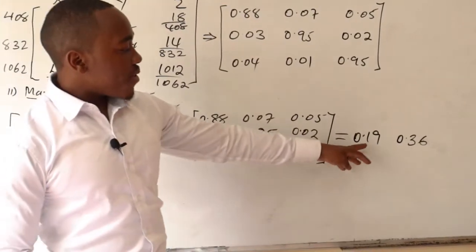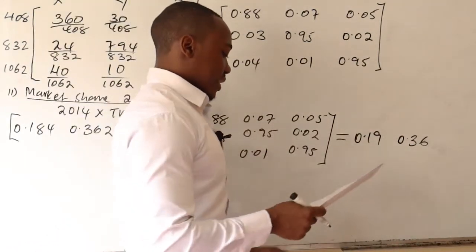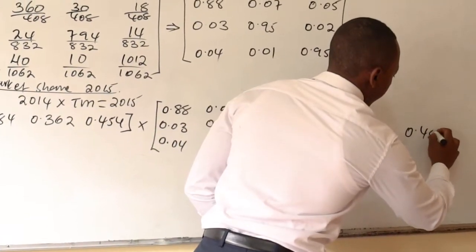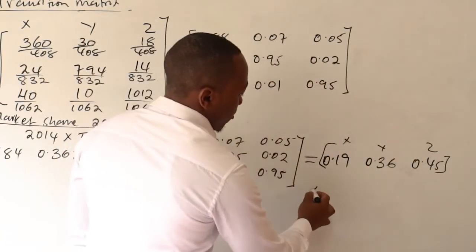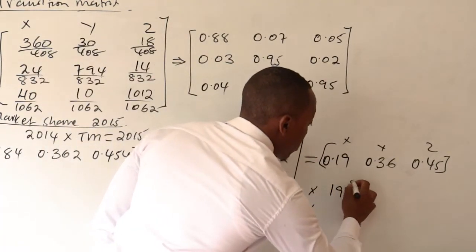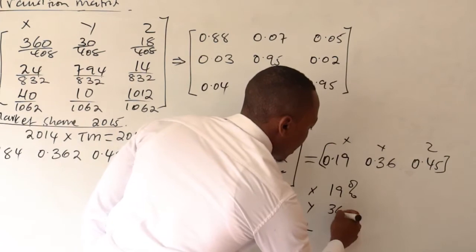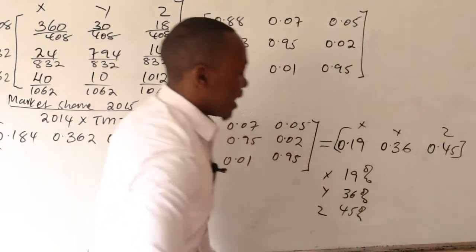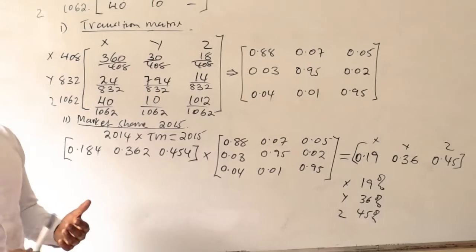To get Z, you have X and you have Y. How do we get Z? It's 1 minus 0.19 minus 0.36, and in that case, you have 0.45. So this is the market share for X, Y, and Z. X is 0.19, so in short that is 19%. X will be controlling 19% of the market. Y is 0.36, which means they'll be controlling 36% of the market share. And lastly, Z will be controlling 45% of the market share. So you can look at that.